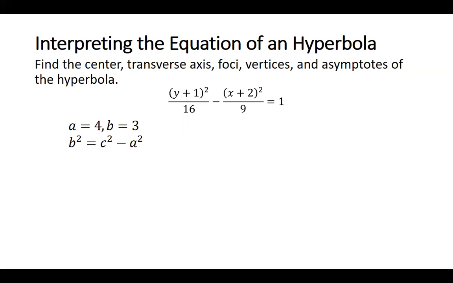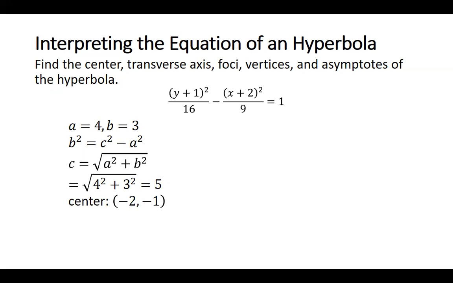Using the Pythagorean theorem, b squared is equal to c squared minus a squared. So c is equal to the square root of a squared plus b squared. And amazingly enough, that comes out to be 5 again. Our center comes from y plus 1, x plus 2. So we know that our center has got to be at (-2, -1). Our transverse axis: the a was under the y, so the transverse axis has to be parallel to the y-axis.